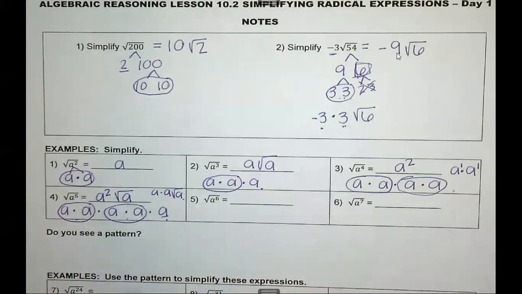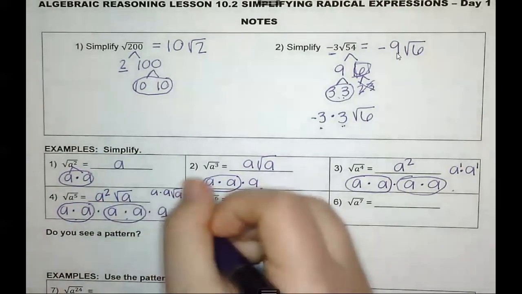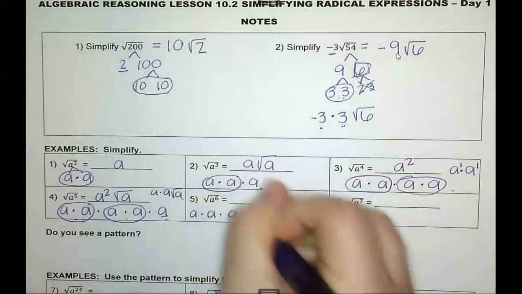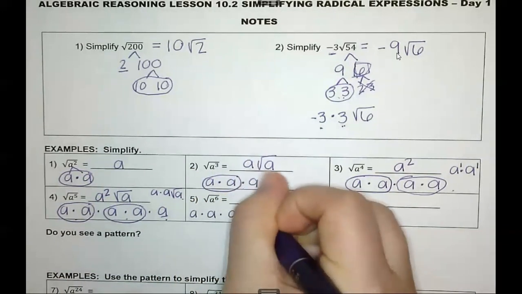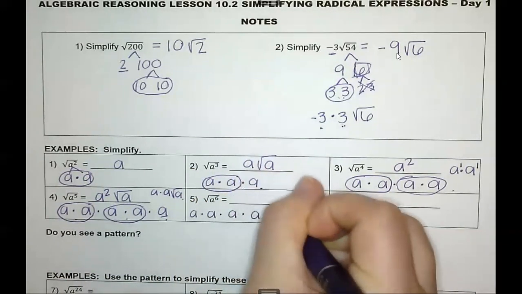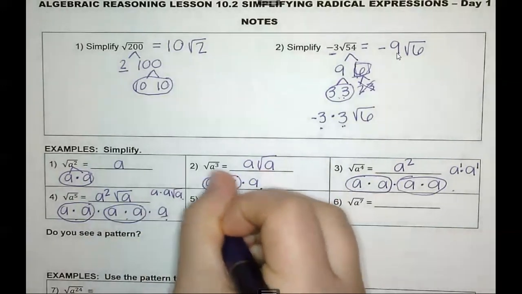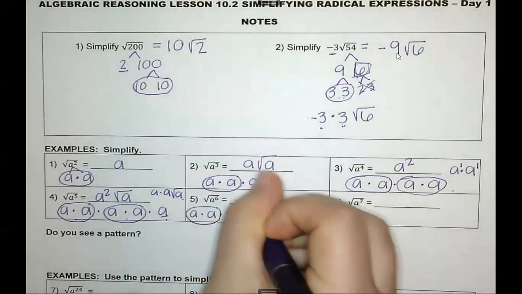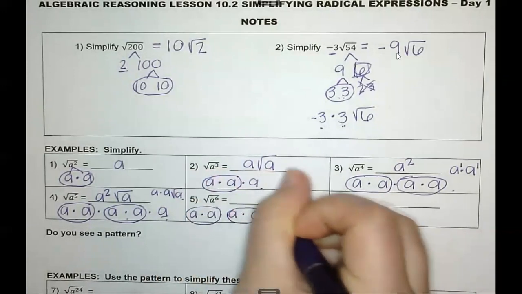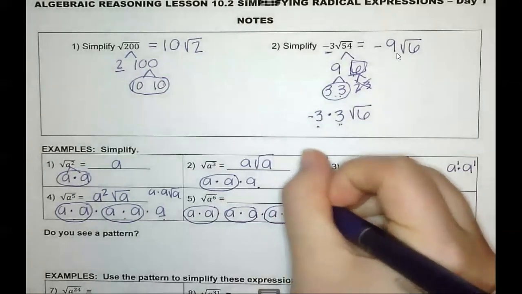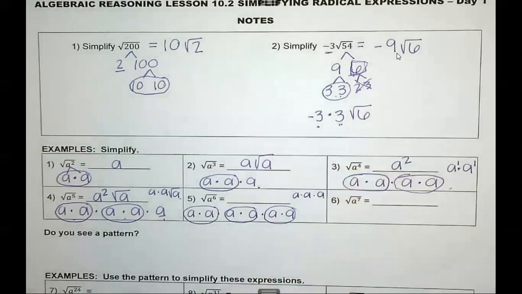All right, on number 5, we have a to the 6th. So a times itself 6 times: a times a times a times a times a times a. And we circle our pairs. So I've got 1 pair, 2 pairs, 3 pairs. So that means I get to pull out 3 a's.